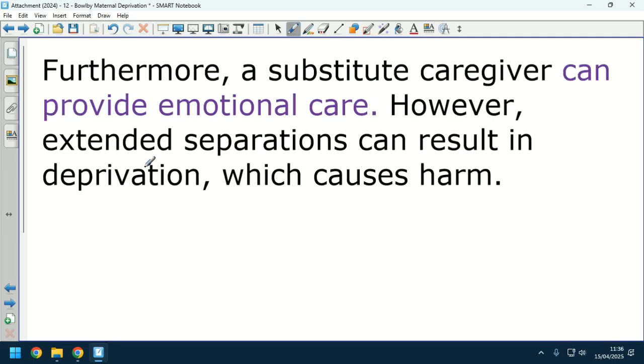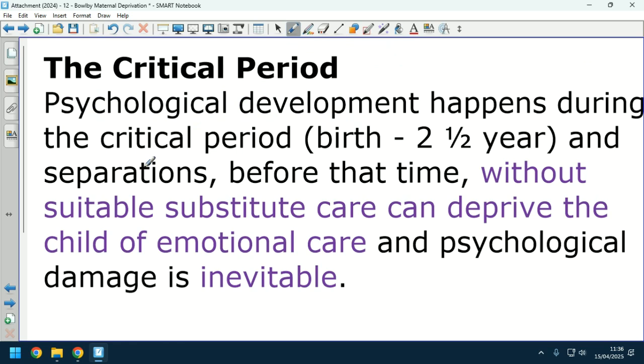Now, he goes on to argue that it's this deprivation of the mother's love, and he's able to at least acknowledge that a substitute carer could also give that emotional care that the child is lacking. But of course, any extended separations are going to cause harm. And in terms of his explanation of attachment, he talks about the accumulation of separations ultimately being zero. But what we're hoping here is that it's this emotional care that the child is lacking, and hopefully, if somebody else is providing it, the child will not have these serious consequences.